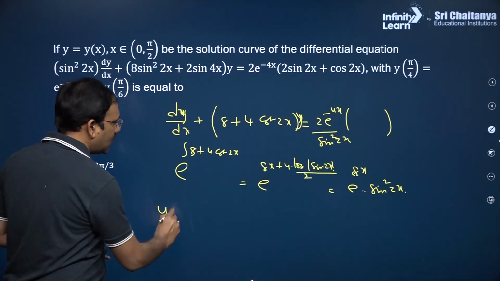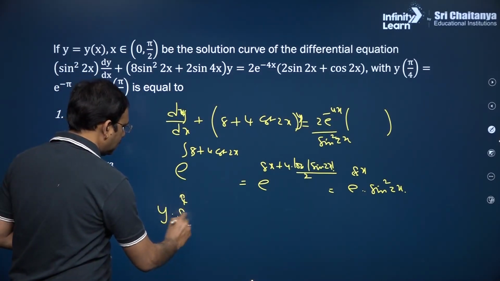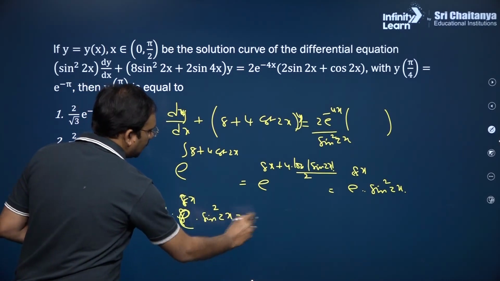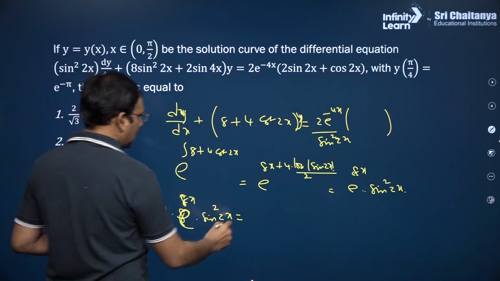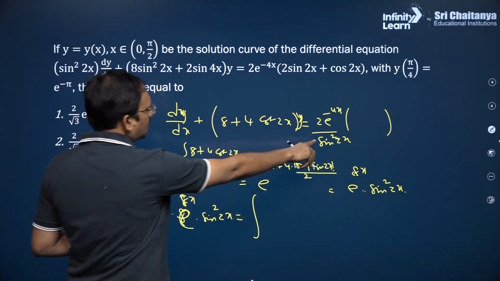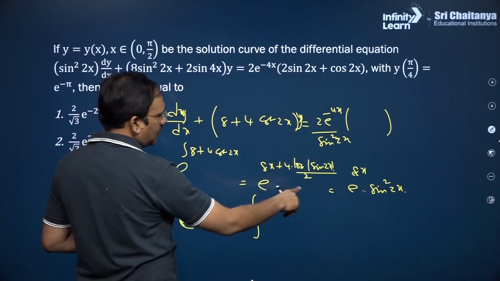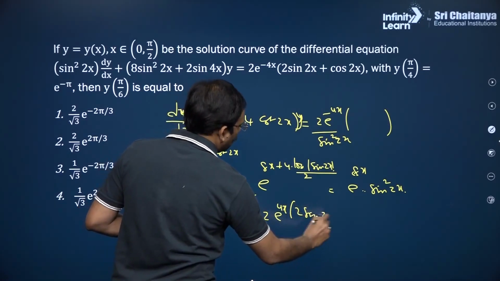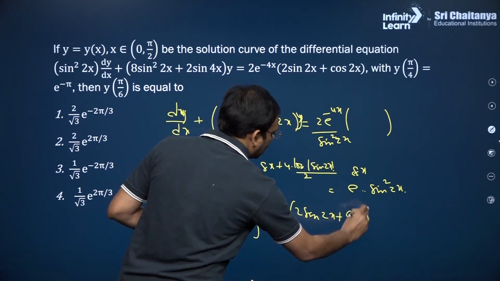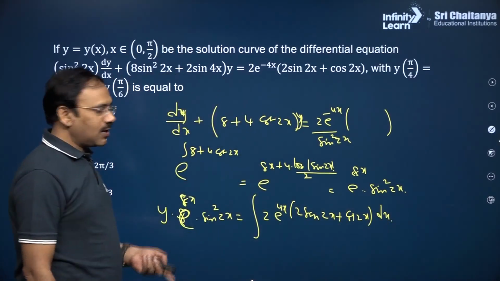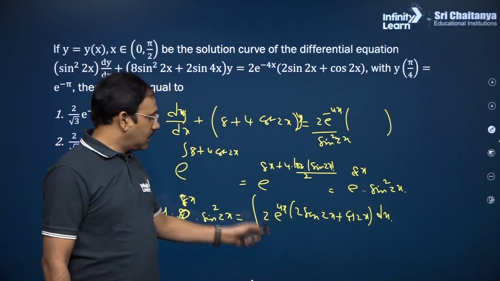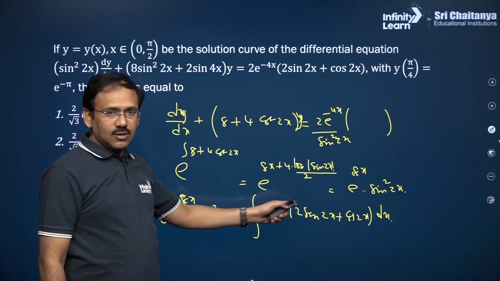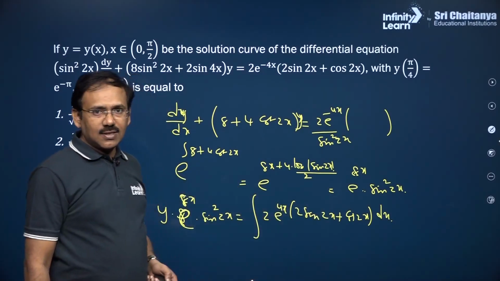So, the solution is y into integrating factor e power 8x into sin square 2x is equal to, my dear friends, the integral of this part. So, sin square 2x gets cancelled, e power 8x gets cancelled, you will get 2 e power 4x into 2 sin 2x plus cos 2x dx, my dear friends. Now, here if you take e power 4x as t, you will get e power g of x into f dash, I mean e power g of x into some cos 4x, you take it as t, my dear friends.